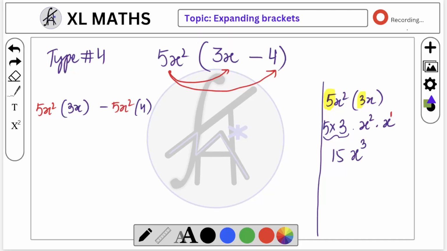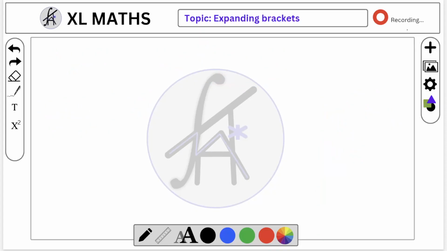How do we get that? The powers add. You know, indices rule, when you have the same base, powers add. So x squared times x gives you x cubed. So it will be 15x cubed. 5x squared times 4, again the number times number. So minus 20x squared. Perfect. Let's move to the next type.